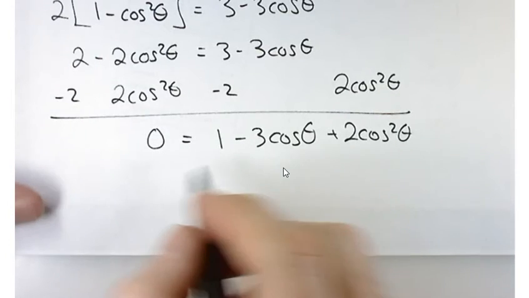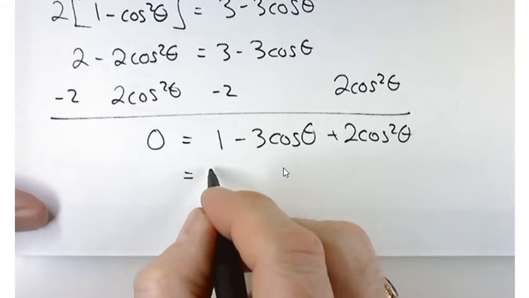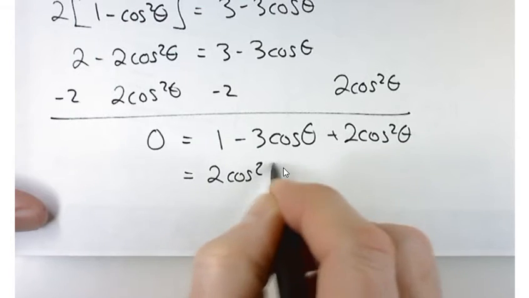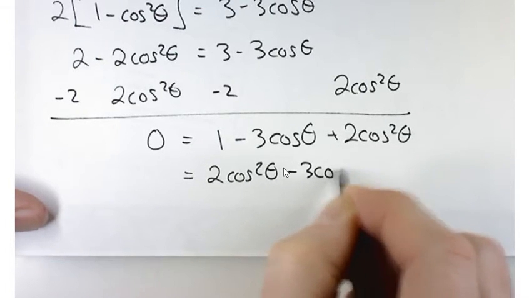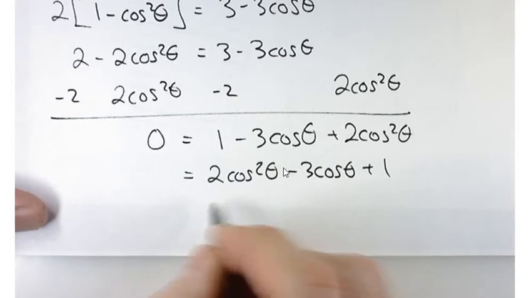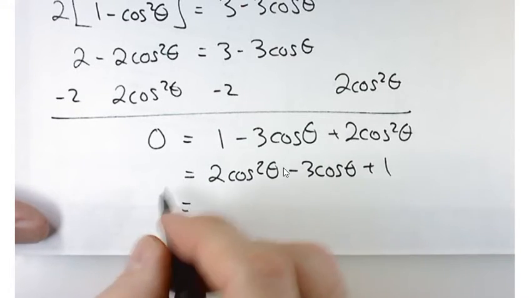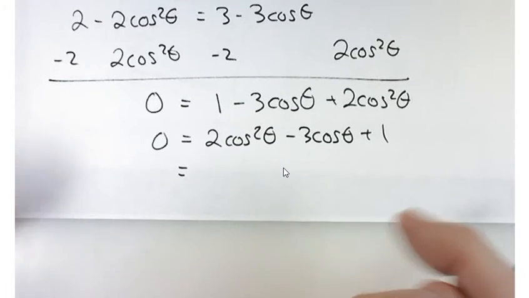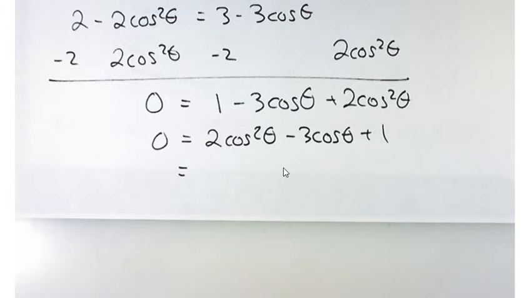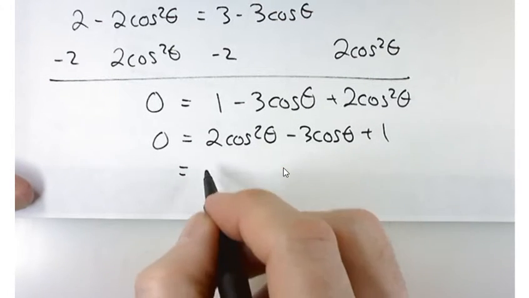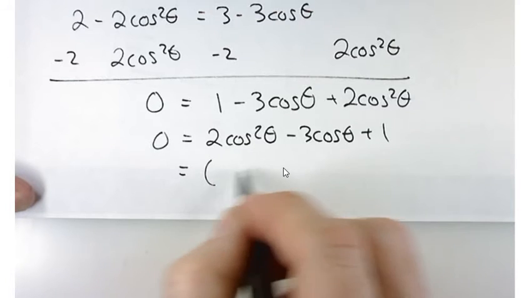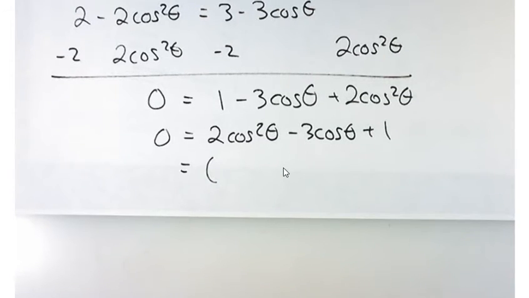Now, it may help you to reorder this a little bit. 2 cosine squared of theta minus 3 cosine of theta plus 1. And even that, a lot of you might look at that and go, ugh, I hated these. And I'm with you. I was terrible when I was a student, and I took trig here just like you did. I was terrible at factoring these things.